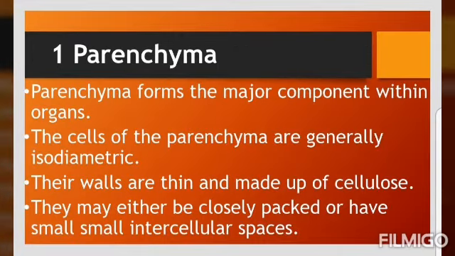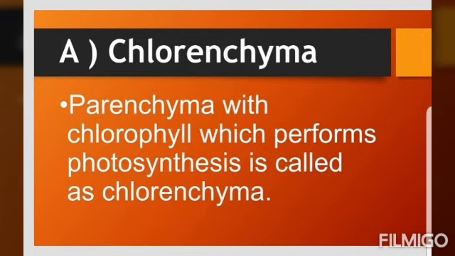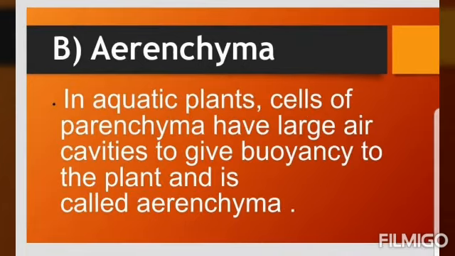Parenchyma forms the major component within organs. The cells of the parenchyma are generally isodiametric. They may be spherical, oval, round, polygonal, or elongated in shape. They may either be closely packed or have small intercellular spaces.